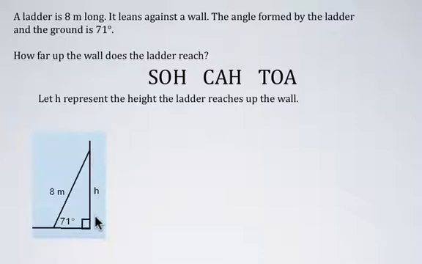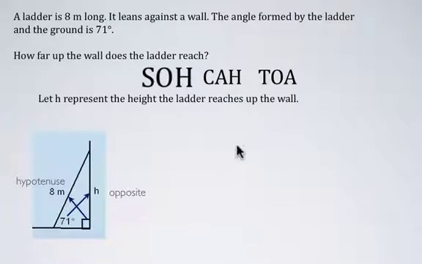This time we're looking for how high up the wall the ladder reaches, and we're going to let h represent that. So what we're going to do initially is identify what we're given. We're told that the hypotenuse is 8, and we're looking for the opposite side relative to the 71-degree angle. Of our three trig ratios, the one that deals with opposite and hypotenuse is sine.